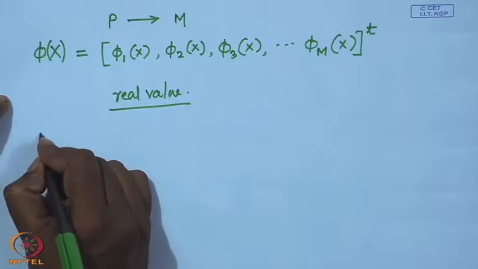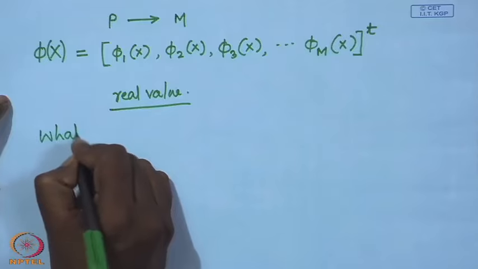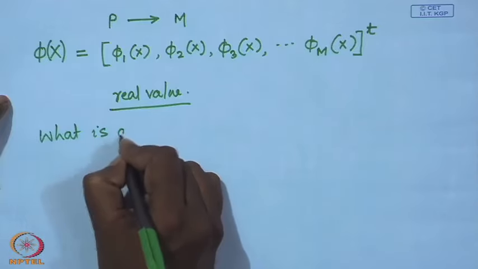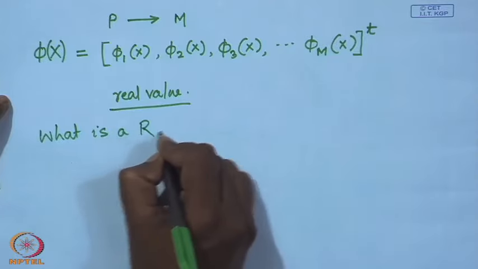And in case of radial basis function, each of these phi functions, whether it is phi 1, phi 2, phi 3 up to phi m, is a radial basis function. Then what is a radial basis function? So, let us try to see what is a radial basis function.